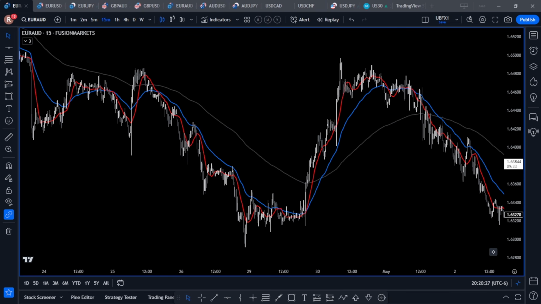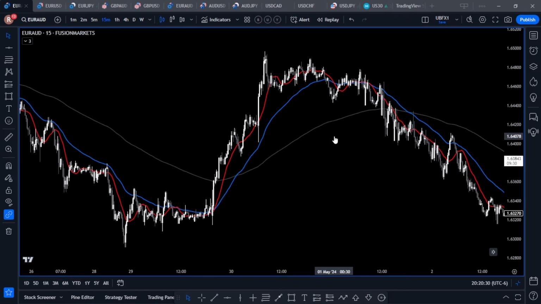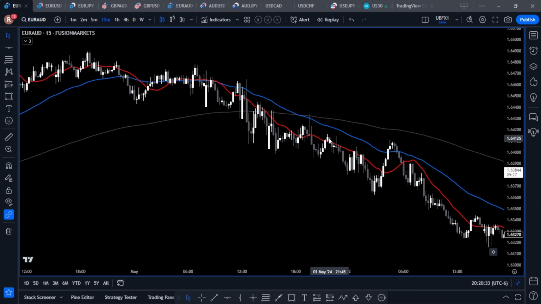You want to identify the trend. And the way that I do this is with a couple different moving averages. You can do this with other tools. You can do this with the CCI. You can do this with a MACD. You can do this with a lot of different tools, but I like to use the two different moving averages.